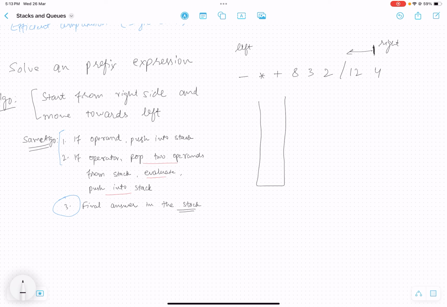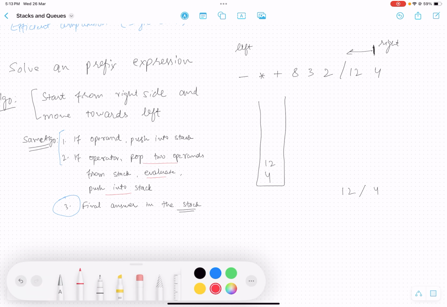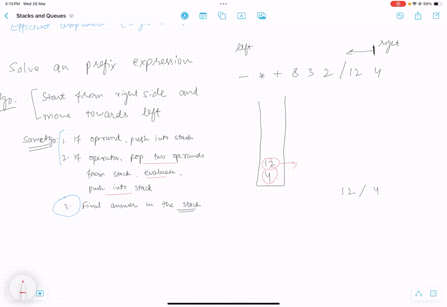First we got 4. Step number 1: push into the stack. Next is 12. Push into the stack. What is next? Divide. It is an operator. Pop two operands, 12, 4. Apply the operator. Before that, we need to pop it out. So the result should be 3. If we pop out from here, we can say 3 here, and we can remove this because we have solved it.